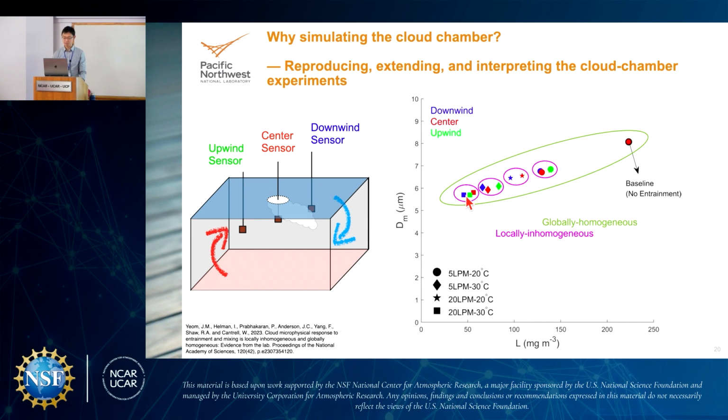But if they put together different inflow conditions for comparison, the signature looks like a homogeneous mixing because they can see the reduction in droplet diameters. But they are actually results from different inflow conditions. And in aircraft observation, this may result from different inflow conditions because of the different size of the eddies above the cloud top. So they call this locally inhomogeneous and globally homogeneous mixing signatures of entrainment.